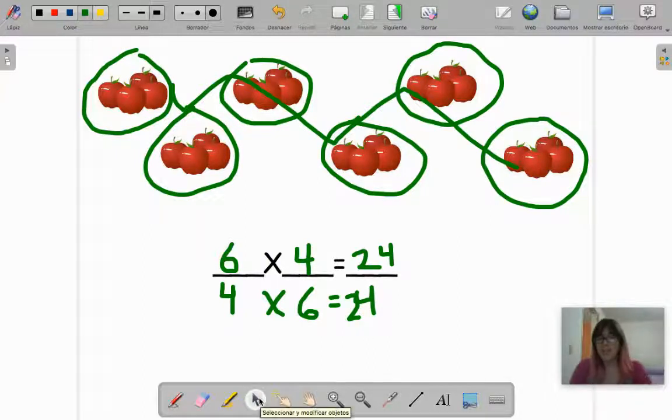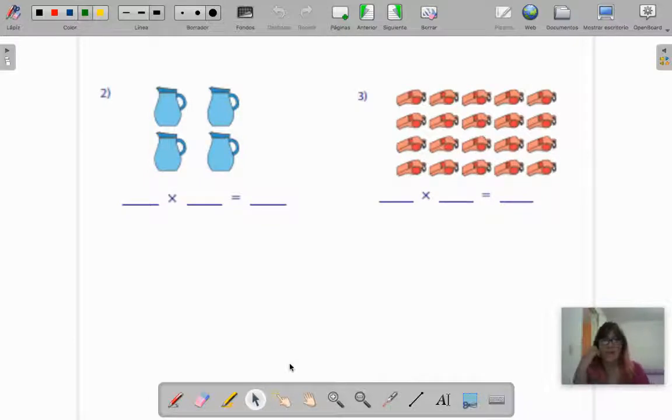We have been doing this for 3-4 days. So this was just a fast review. Remember how many groups? There are 6 groups. How many are inside each group? That's the number you are repeating. And that's the next number. So let's go to the other examples.